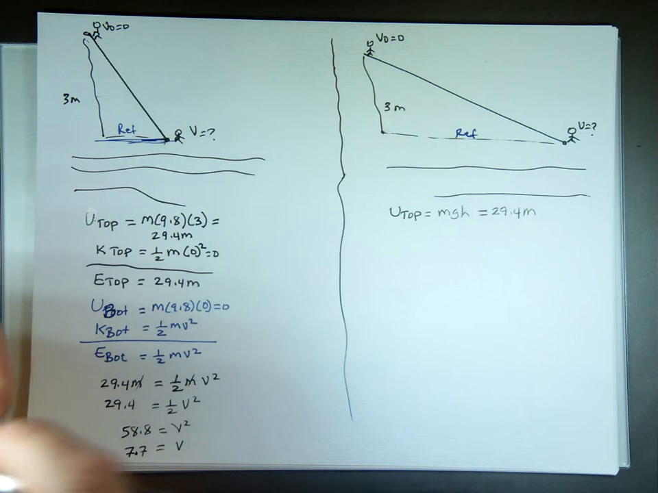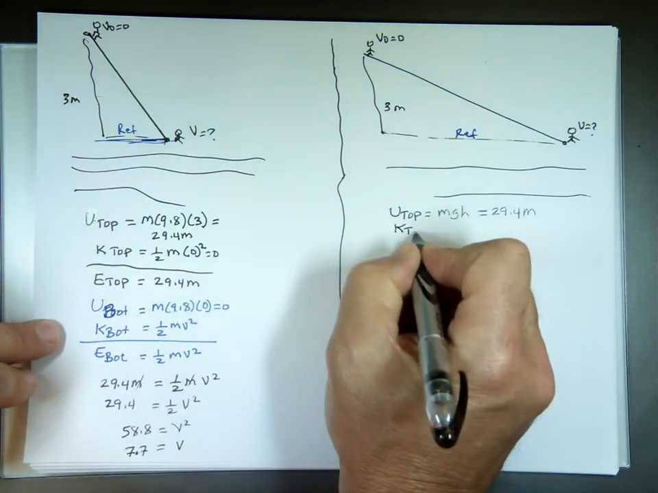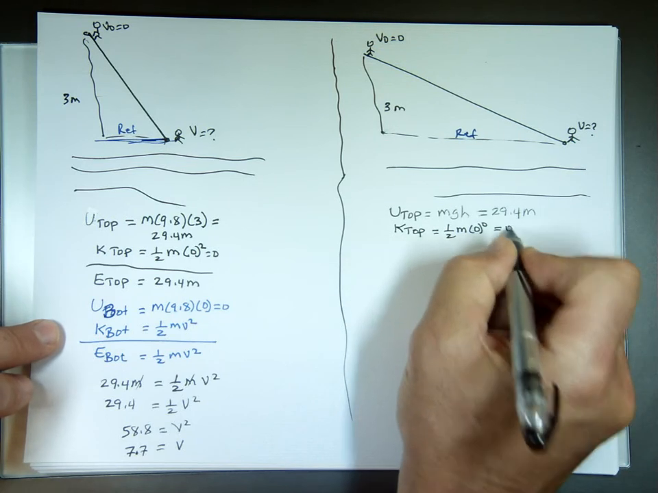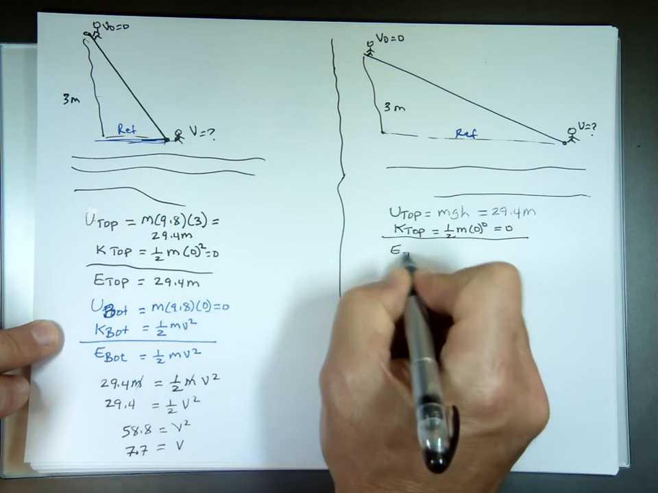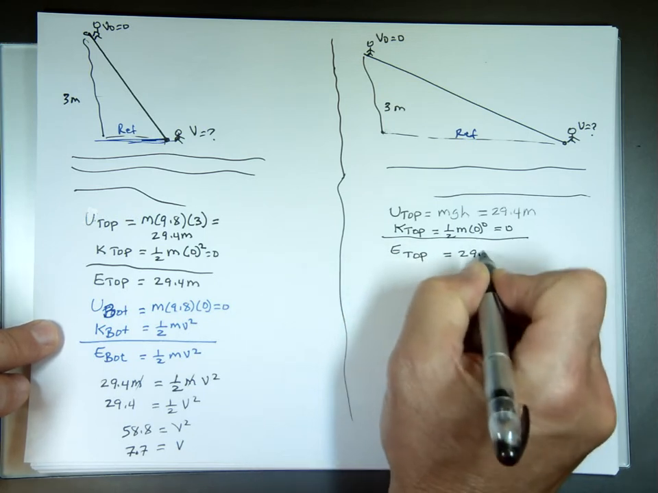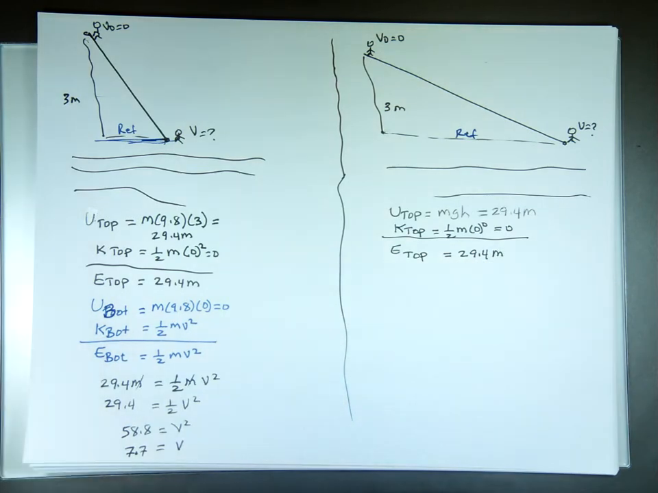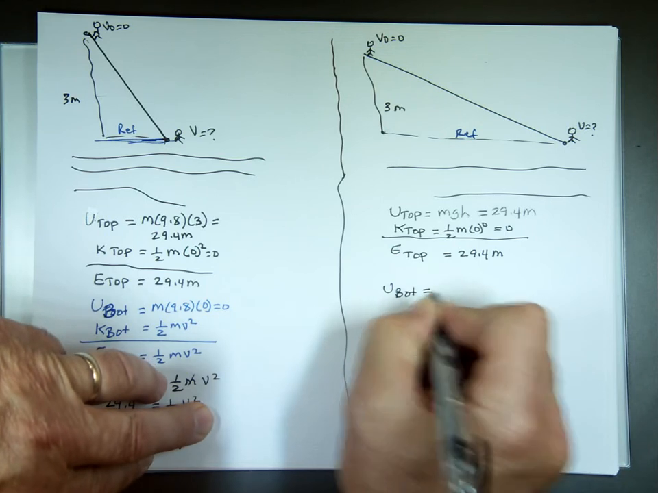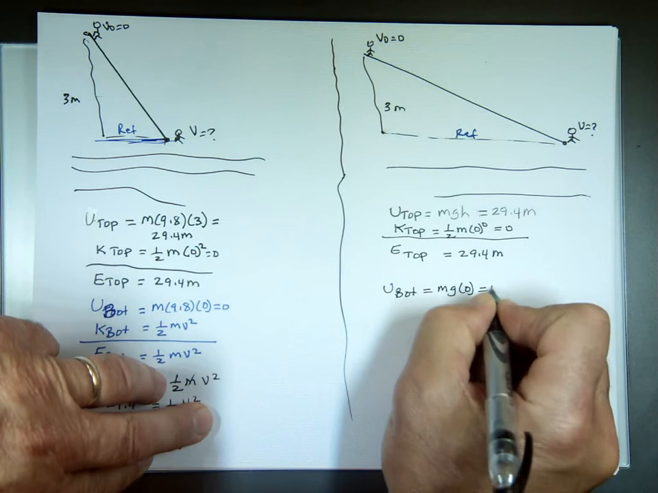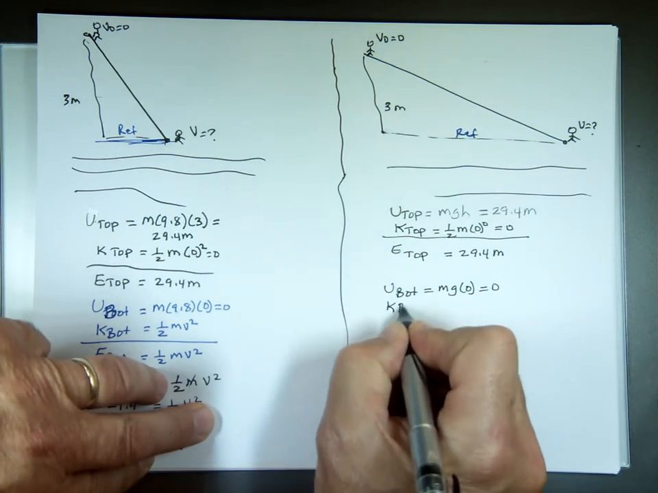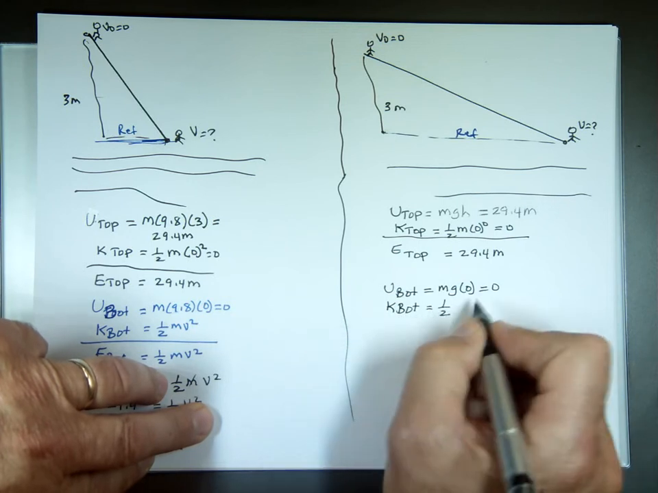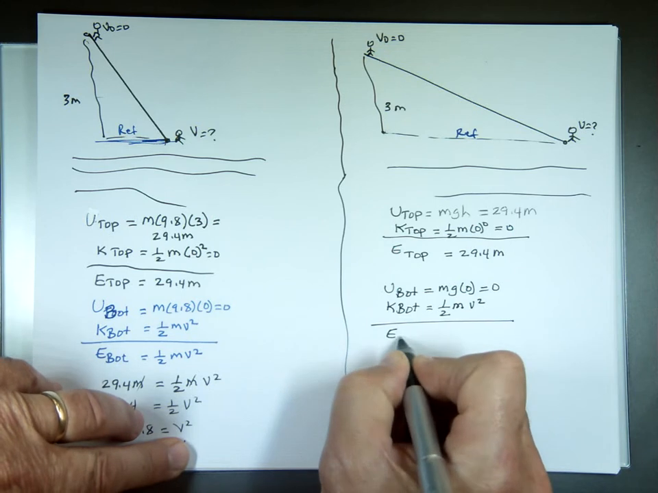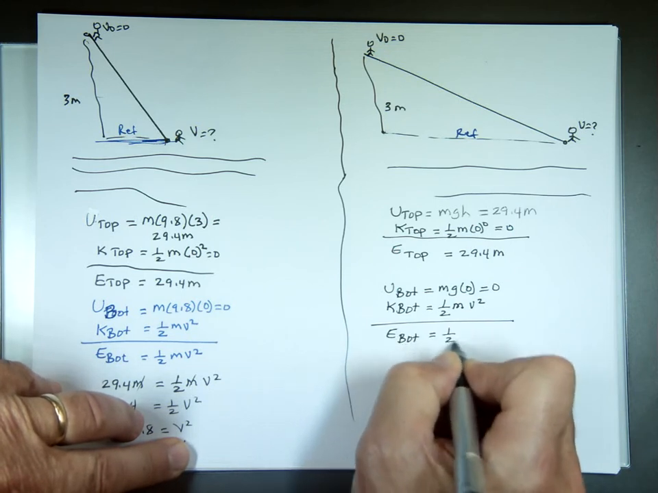Kinetic energy at the top: one half mass, but your velocity is 0 at the top, which is 0. So what is the sum? 29.4 m. Bottom there, what's the potential energy at the bottom? Mass, gravity, my height is 0. That's a 0. What's my kinetic energy at the bottom? One half the mass times the velocity squared. And what's the sum? One half mv squared.